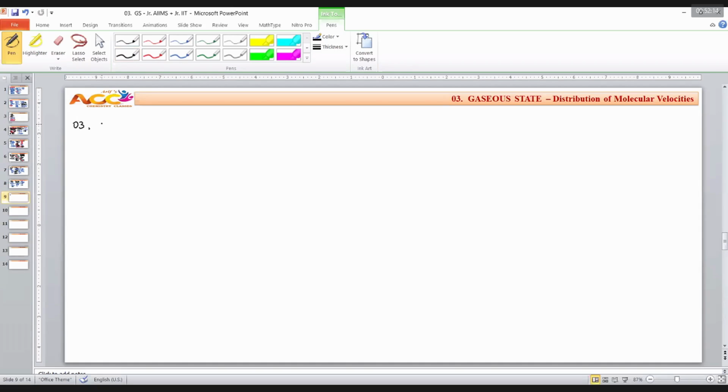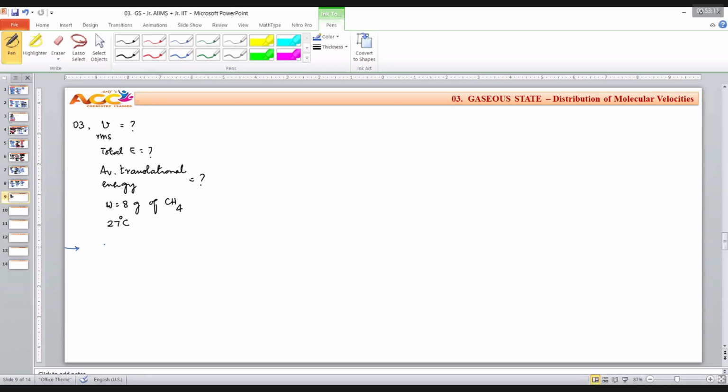Calculate RMS velocity, total kinetic energy, and average translational energy in 8 grams of methane at 27 degrees centigrade. Now, this is the question. How to proceed? Okay, come on.